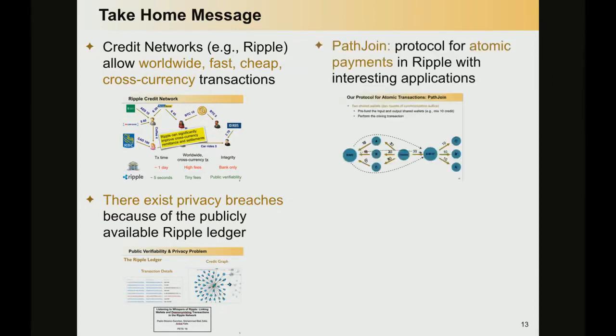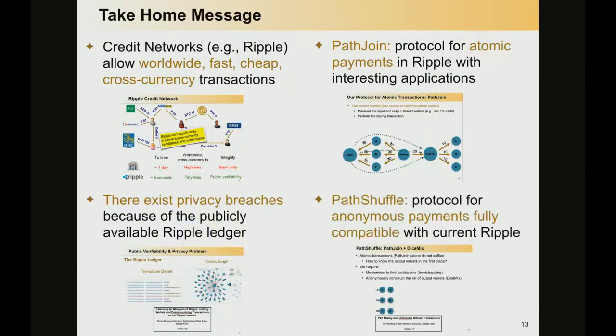it is possible with PathJoin to perform atomic payments in the Ripple network. We have seen how to use it, how to leverage it to have anonymous payments, but it can be used for other applications. And finally, we have seen that if we combine PathJoin with DashMix, we have PathShuffle. It's a protocol for anonymous payment in the Ripple today, and it's fully compatible with the current network.